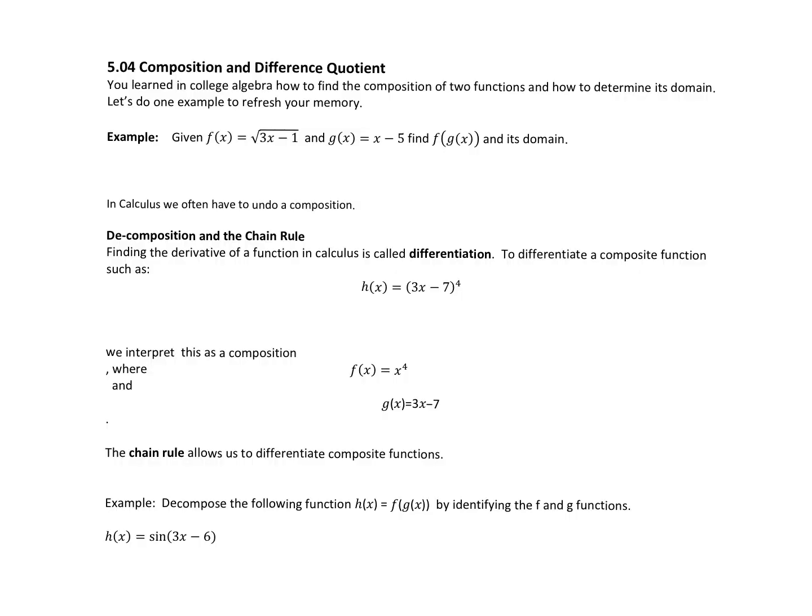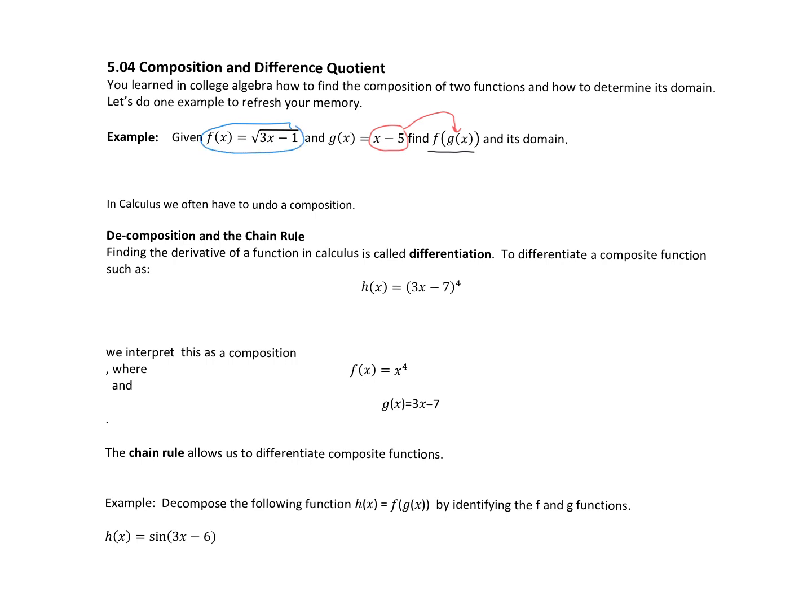So we learned in college algebra how to find the composition of two functions and how to find its domain, but we just want to refresh your memory. Given f of x is the square root of the quantity 3x minus 1, and g of x is x minus 5, if we're asked to find f of g of x, what we're asked to do is plug g of x, x minus 5, into the function f of x.